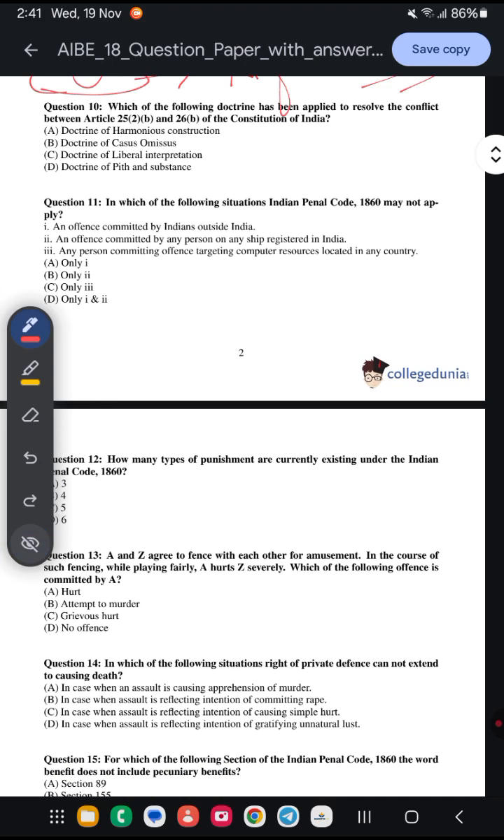So question number 10. Which of the following doctrines has been applied to resolve the conflict between Article 25(2)(b) and 26(b) of the Constitution? The answer to this is the doctrine of harmonious construction.